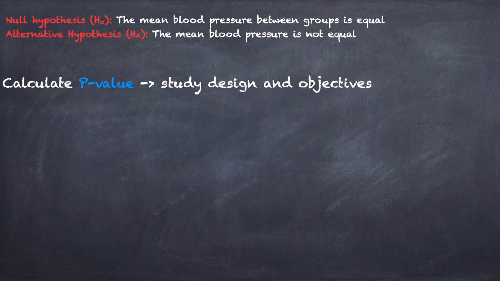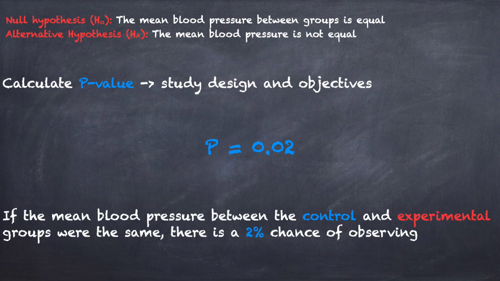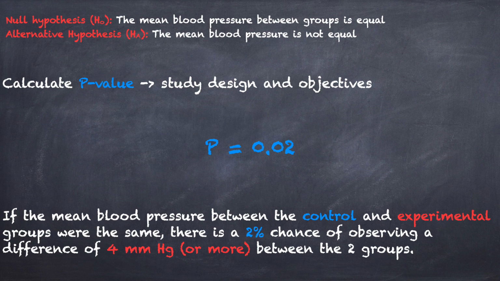If the p-value is 0.02, for example, we would traditionally conclude that we have enough statistical evidence to reject the null hypothesis. That is, if the mean blood pressure between the control and the experimental groups were the same, there is a 2% chance of observing a difference of 4 millimeters or more between the two groups.